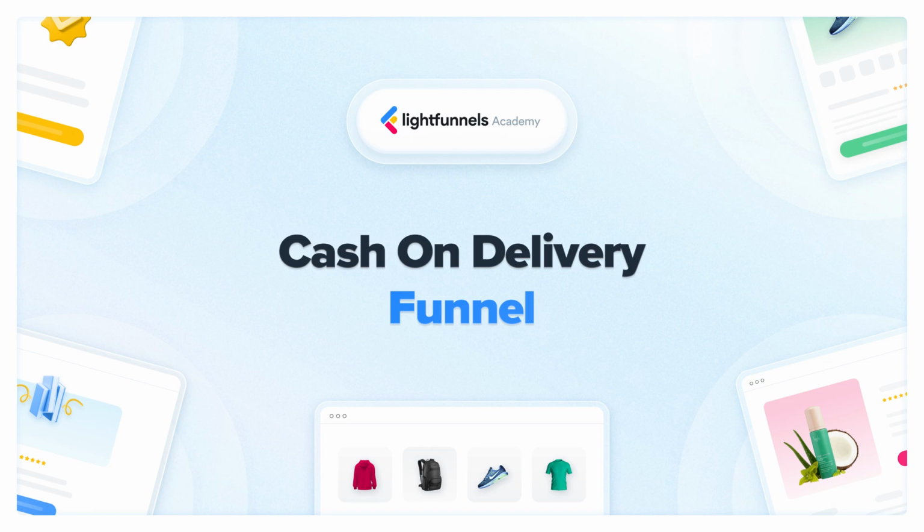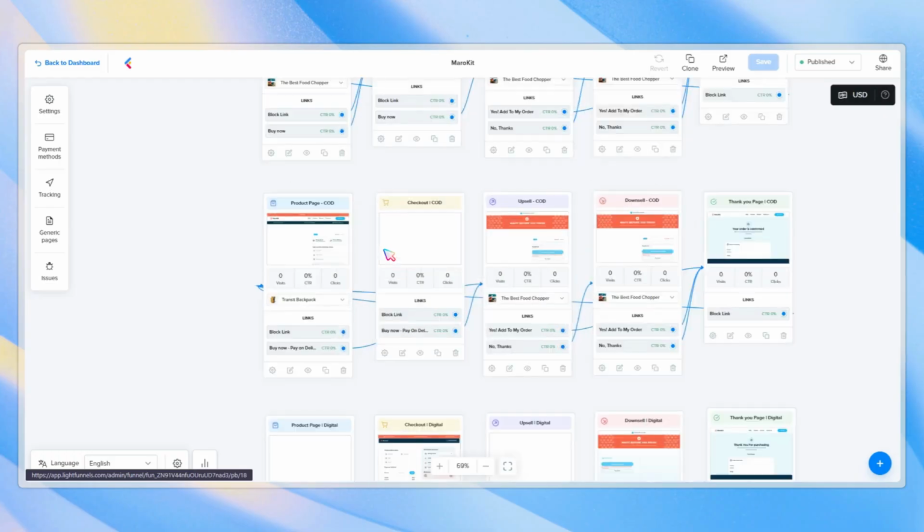So now let's dive into COD funnels. Cash-on-delivery funnels are among the most popular templates here in LightFunnels, and they're in high demand due to their effectiveness in specific markets. There's a substantial market for these templates, making them a great option for sellers.